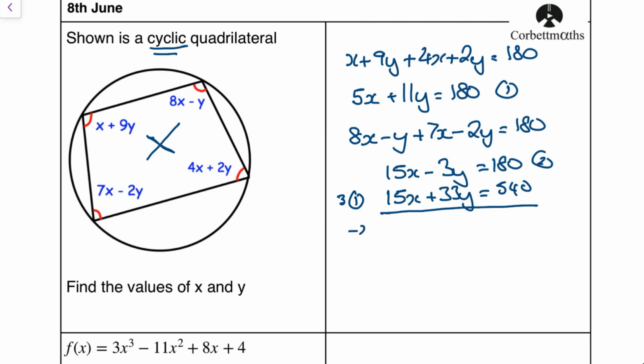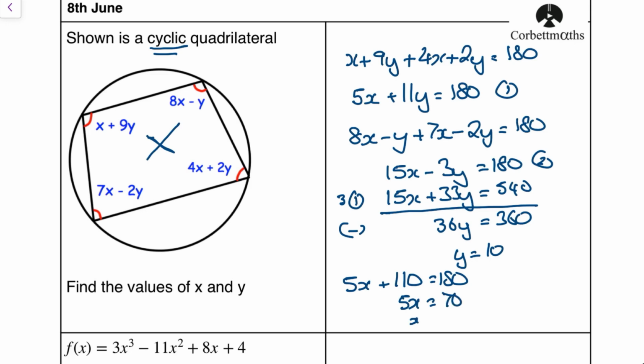Then I'm going to take these away. So I'm going to do bottom minus top. So 15 minus 15 goes away. 33 minus minus 3 is 36y. So I'm hoping this is going to cancel down nicely. And 540 minus 180 is 360. It does indeed, because it gives me that y is equal to 10. Let's put this back into equation 1. So equation 1 says 5x that I don't know, plus 11 times 10 that I do know, 110, is equal to 180, which means that 5x is equal to 70, which means that x is equal to 14.